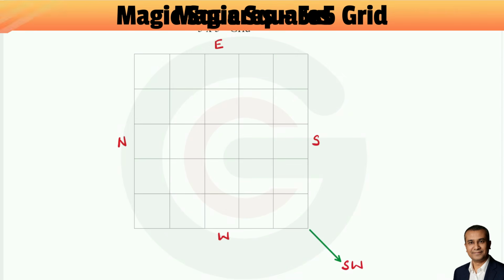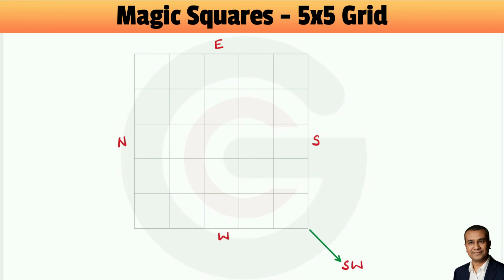Now let us form a magic square with a 5 by 5 grid. Here I have written all the directions, east, west, north and south for convenience, and marked the southwest direction also. Now according to the rules, the first number should be written in the middle of the last column. So 1 should be written in this box. Now from 1, move diagonally along the southwest direction. But here I cannot write 2 because we are going out of the grid. So therefore, we have to move towards extreme north towards the left and then write 2 in this box.